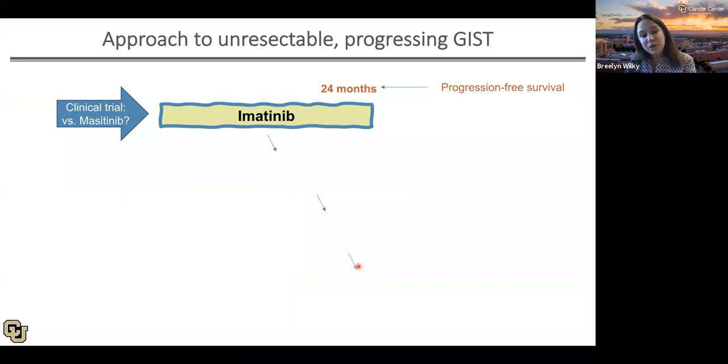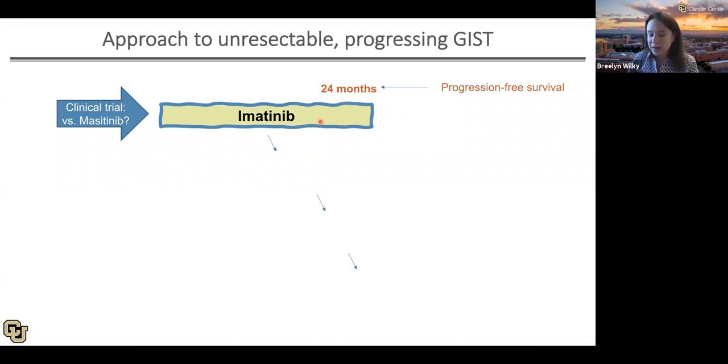If you do confirm progression, however, what is our current schema? At least in the United States, and I think elsewhere as well, we now have drugs for first line, second line, third line, and fourth line. The standard procedure would be to start with imatinib. This is assuming routine KIT mutant GIST. Progression-free survival is about 2 years, but we all know that there are patients that have done well on imatinib for much, much longer than 2 years, and also patients who progress faster.